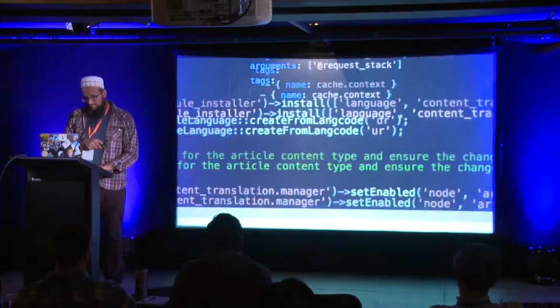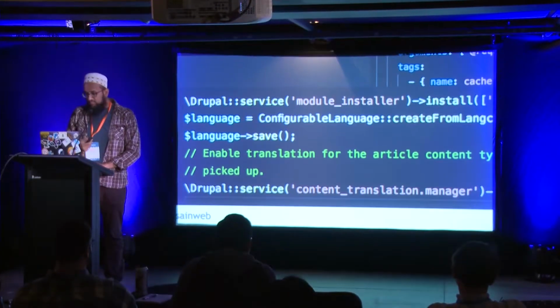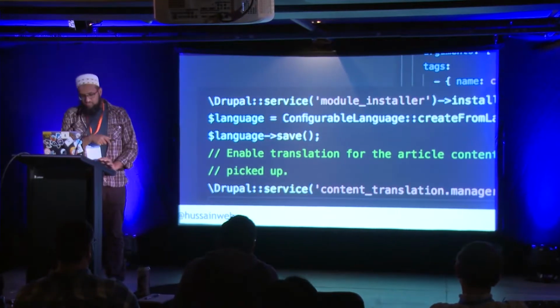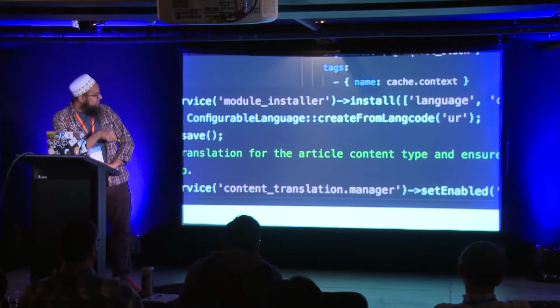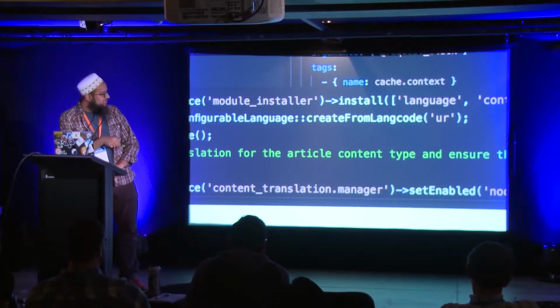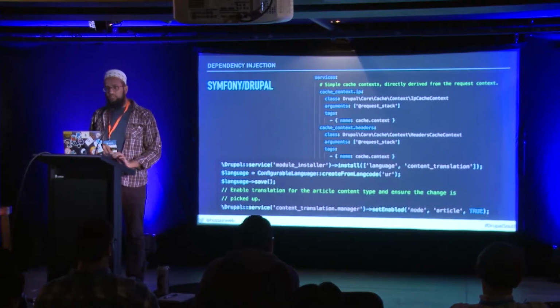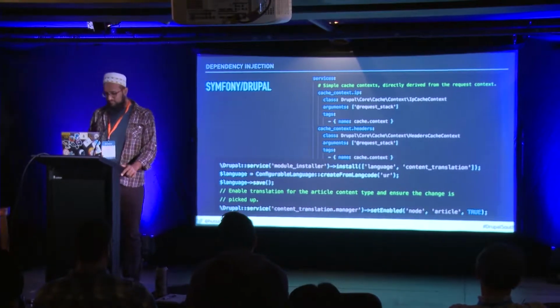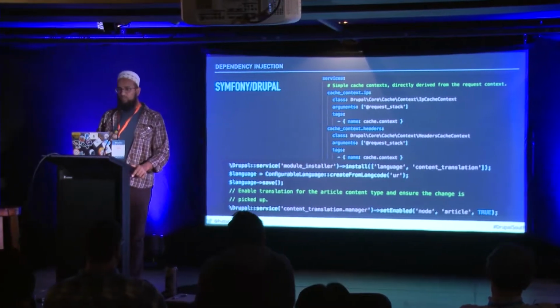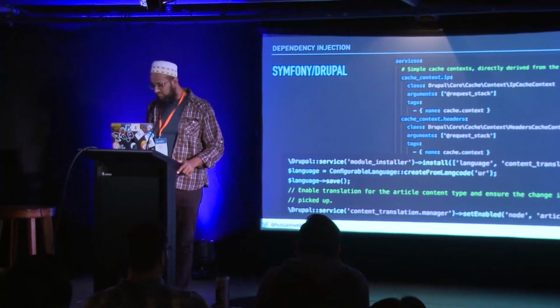Similarly, this example just does a little bit more. I'm also creating another example over here. It's creating a service of content translation.manager and calling set enabled on that. With me so far? Okay. If I'm going too fast or slow, just let me know.